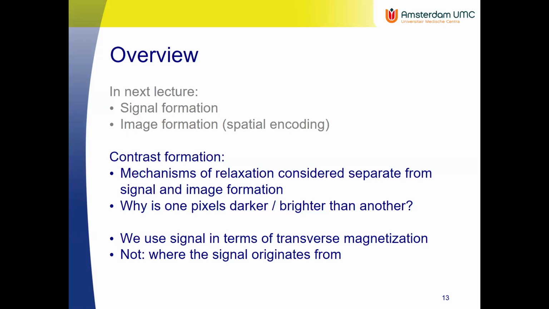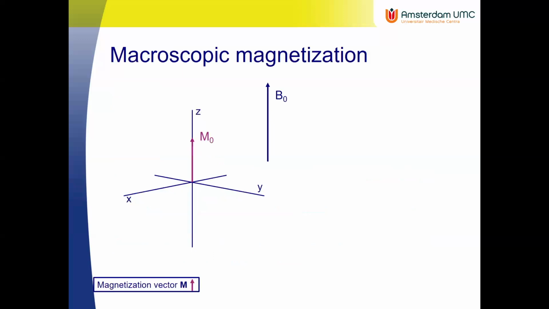So I'm going to look at that process, that mechanism of relaxation, separate from how exactly the signal is there and how I make an image. So we're going to look at why one pixel is darker or brighter than the other. And we use transverse magnetization, the signal rotated by the 90-degree excitation pulse, and see what happens there.